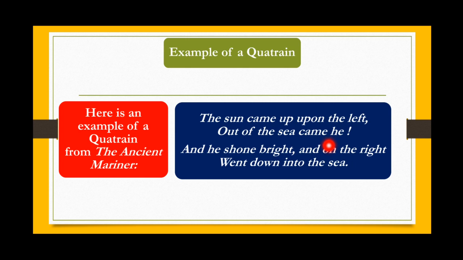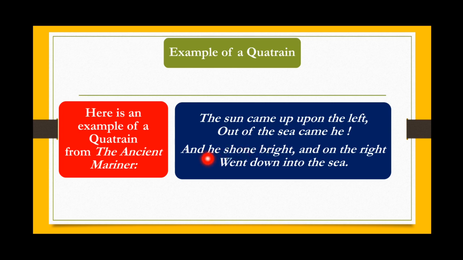We have here 3 feet, right? So that's why the second line would be called iambic trimeter. Tri means 3. So we have 3 feet, 6 syllables, and the rhythmic pattern is iambic. So the first line, iambic tetrameter. The second line, iambic trimeter.